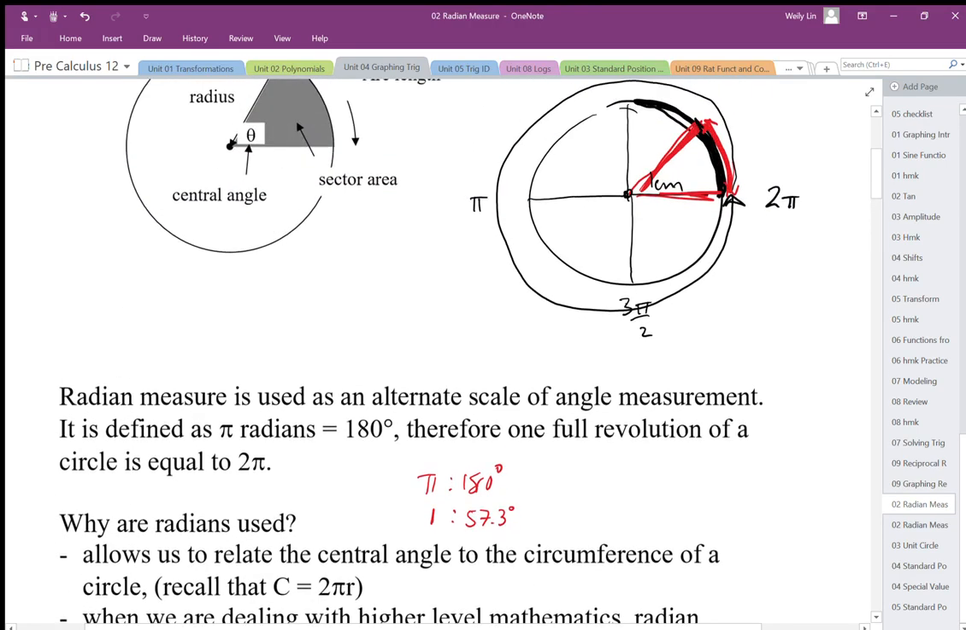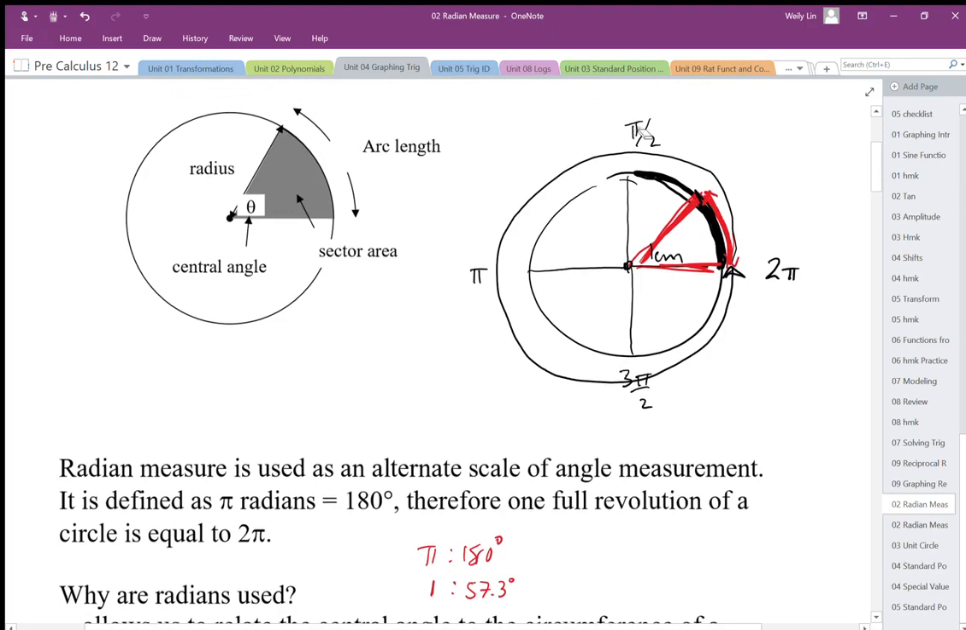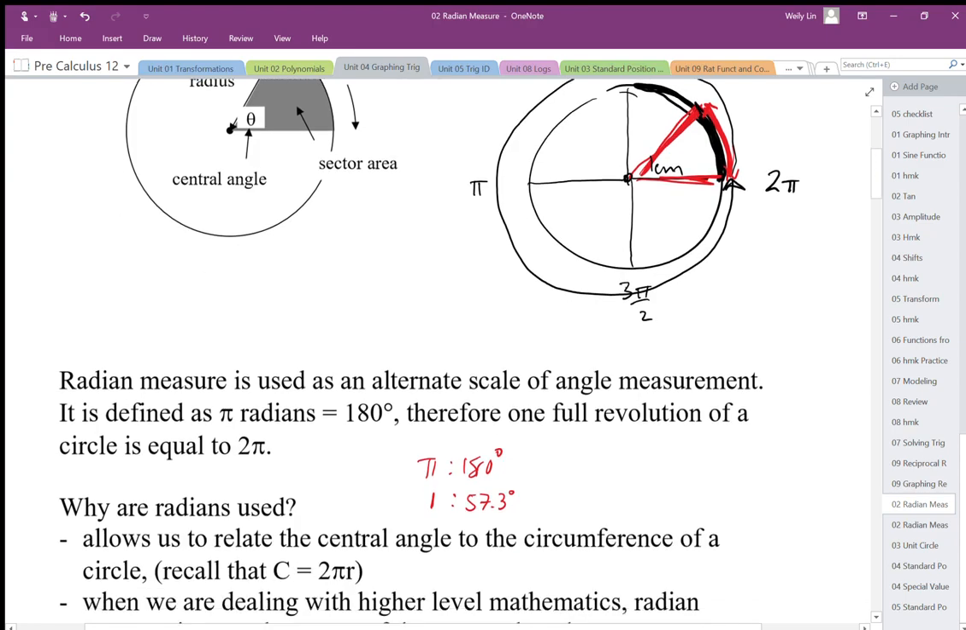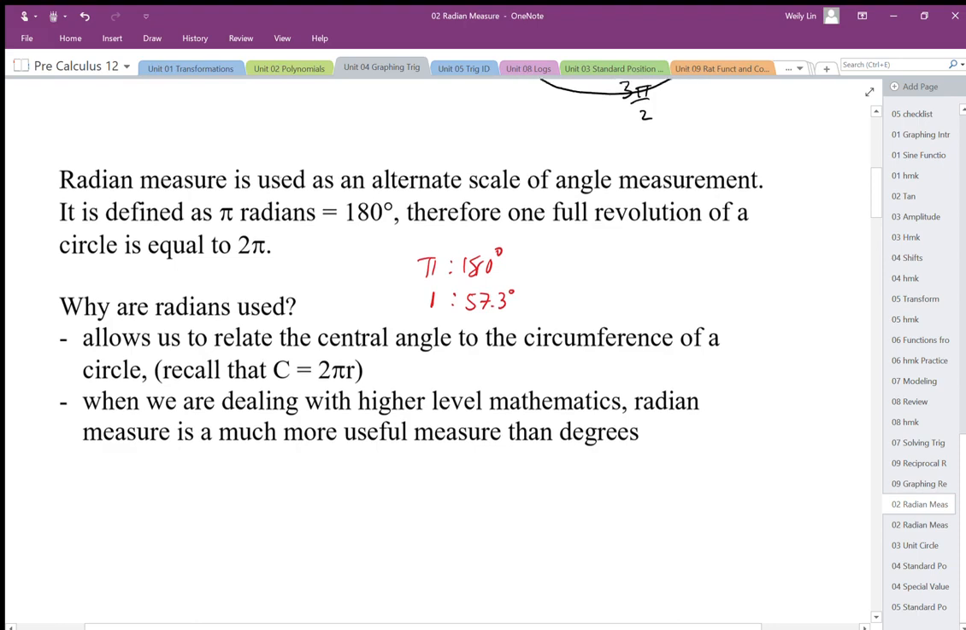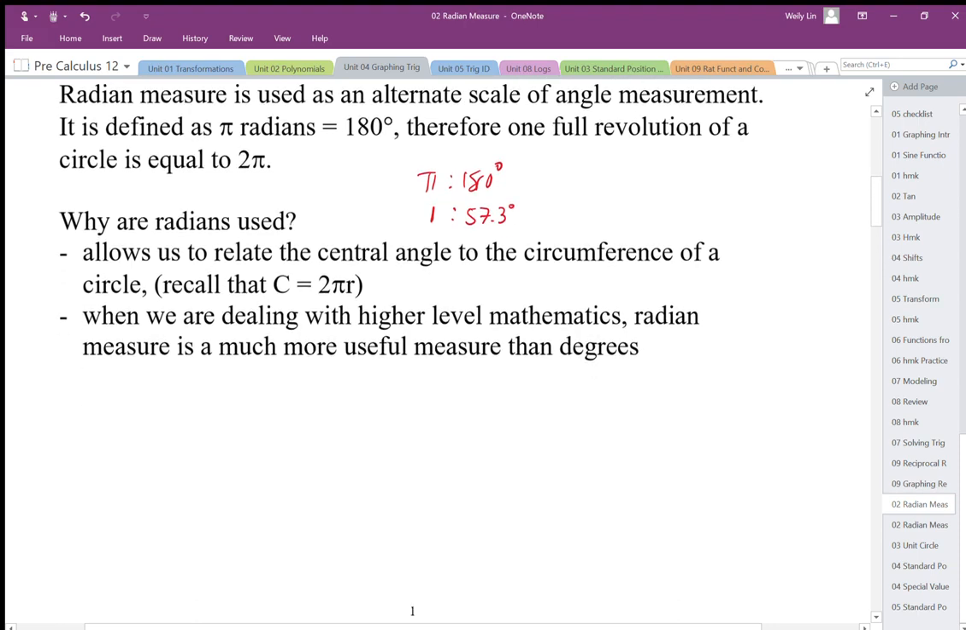So this is our reference that we're going to start using. We're going to start using radians, and to work out the radian measurements, we do it in terms of pi, because pi lets us break up the fractions of a circle into much nicer pieces. So again, why are radians used? It allows us to relate a central angle to the circumference. So we're relating a turn to a length, and that is very important for us to be able to do calculations later on.